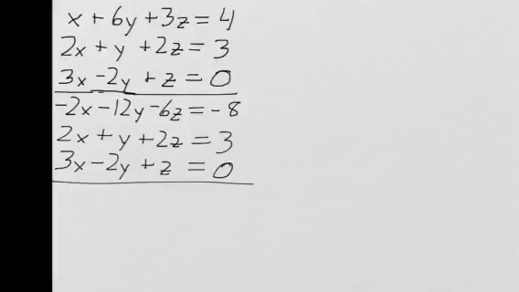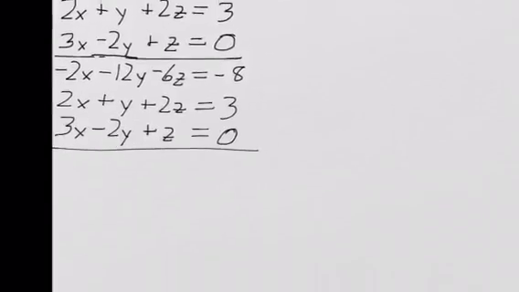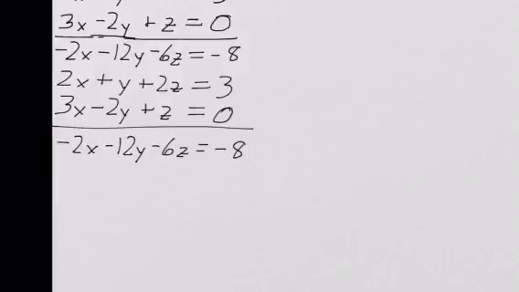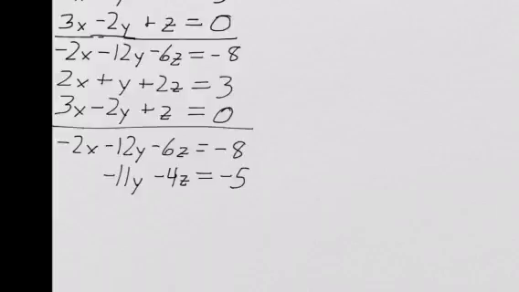So now in the next step, I'm going to add the first two equations together and make that my new second equation. So the first equation stays the same. And the second equation is just the sum of the first two. So I have negative 11y minus 4z is equal to negative 5. And then the third equation I'm going to leave as is for now.